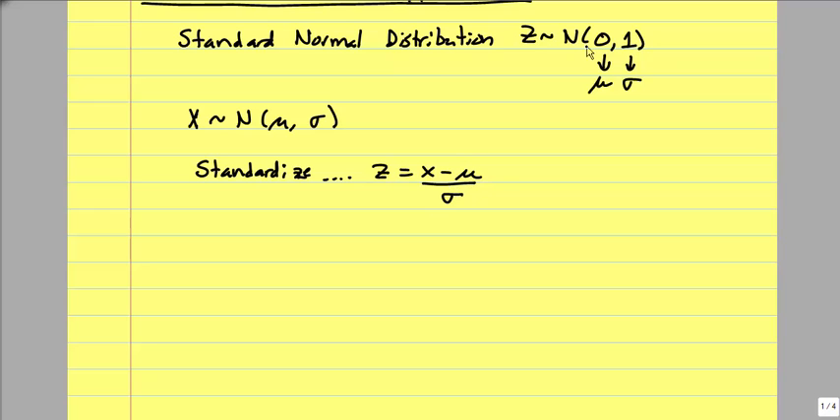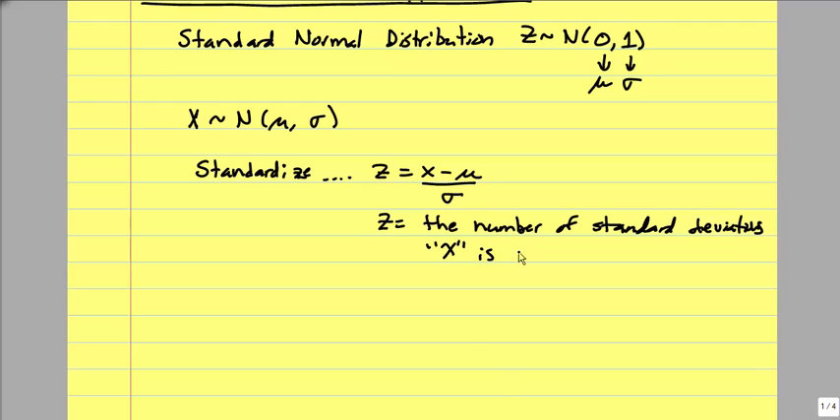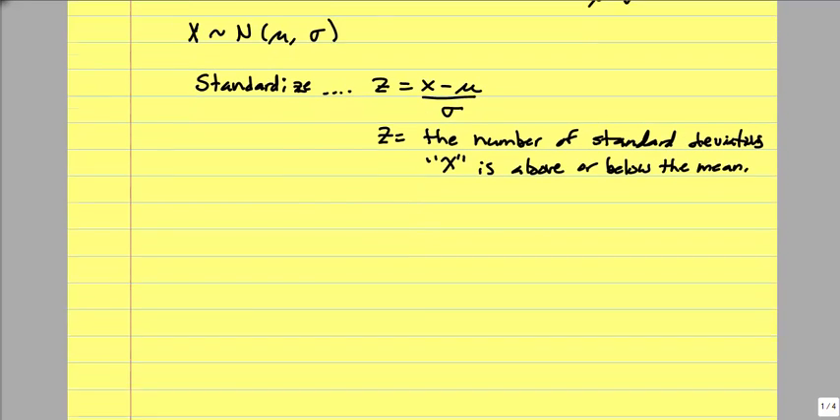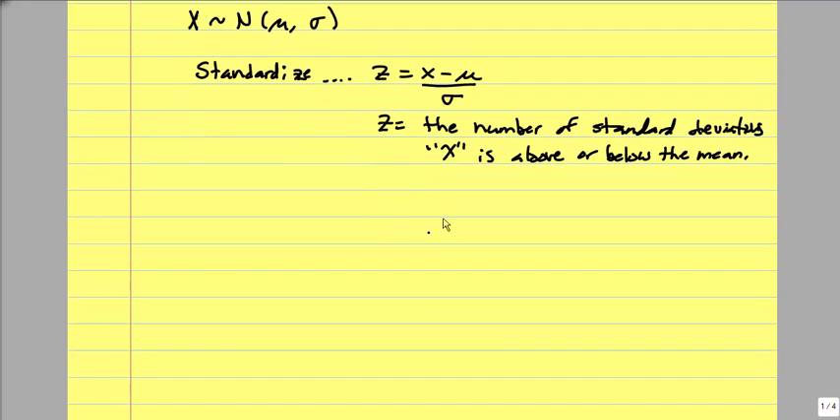Now what this does is this gives me the number of standard deviations the value of x is above or below the mean. And the mean, of course, is that value of mu. This will be important to know for a quiz, what Z actually means. So once I standardize that, then I can use the standard normal tables that we have. And when we talk about our calculators, I just have to put in the value for mu and sigma, and it kind of standardizes it for us in the background.